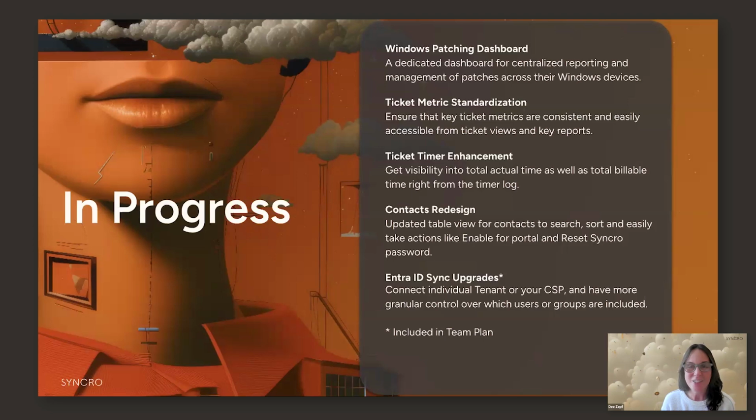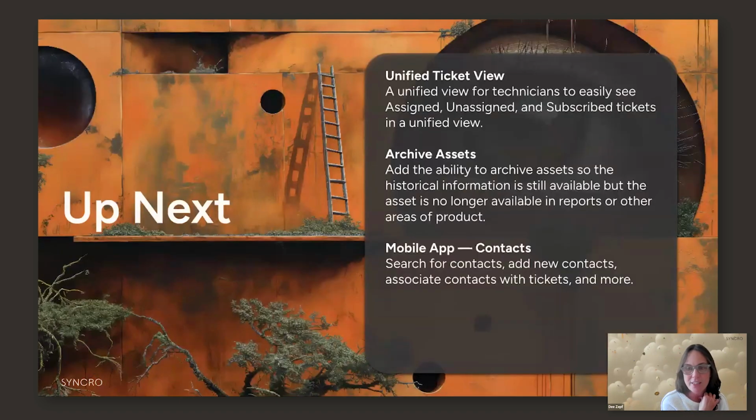I'm here for it. So I think we've handled all the in-progress items so far. And so then if we move to what's up next, I have 3 things on this next list. So first here is unified ticket view. And so this is on that new ticket index page. We're going to make it so that you can have a unified view for your technicians, so they can easily see their assigned tickets, tickets assigned to them, unassigned tickets, and subscribed tickets, all kind of in one simple place. It's something we've heard that will just make a lot of folks more productive in their everyday. And so we're working on that.